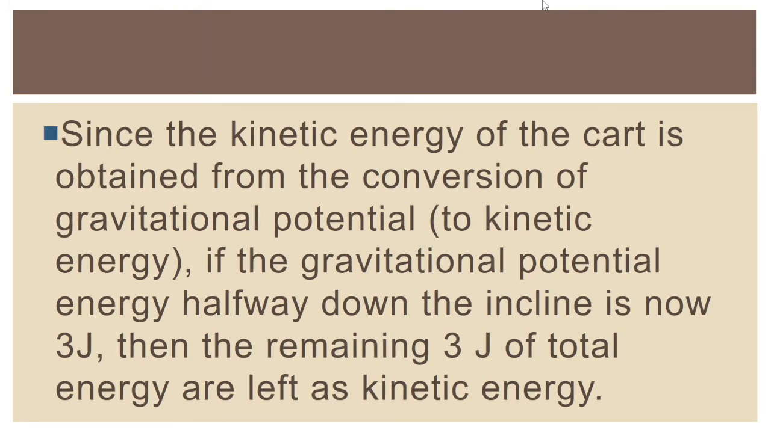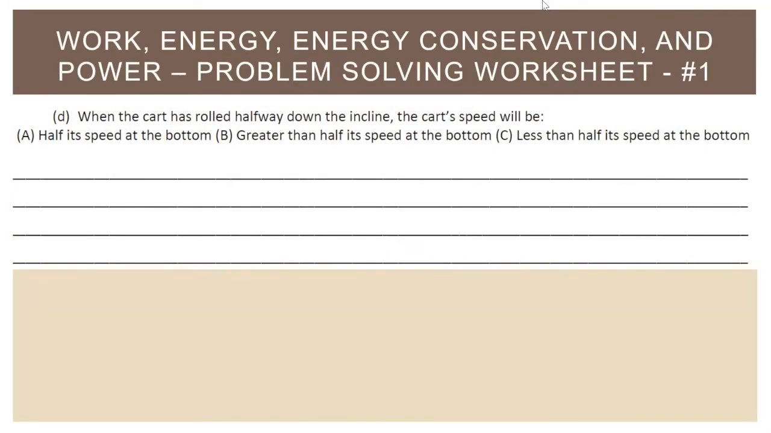Moving on to part D. Part D says when the cart has rolled halfway down the incline, the cart's speed will be half its speed at the bottom, greater than half its speed at the bottom, or less than half its speed at the bottom. Take a second to pause this video here, think about this one, try to come up with an answer and a justification, think about the equations, and when you hit play, we'll go over it.